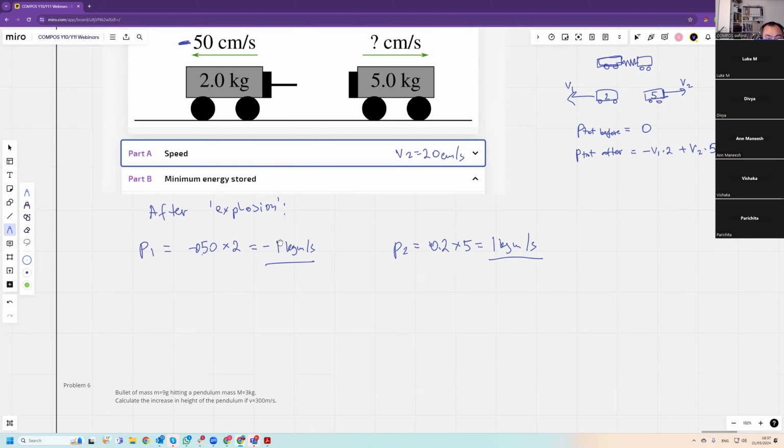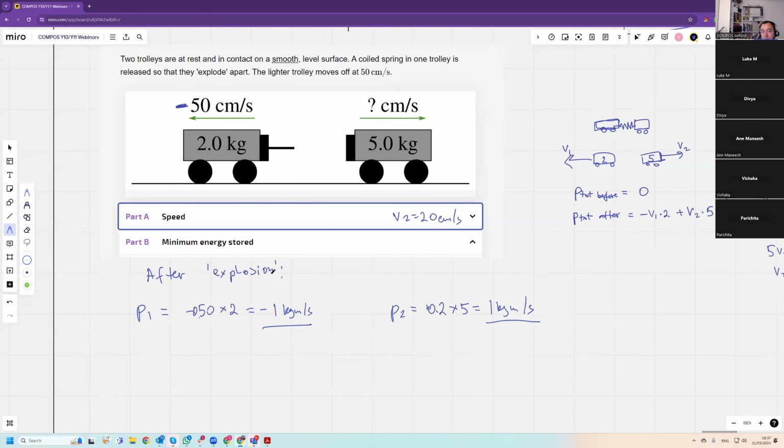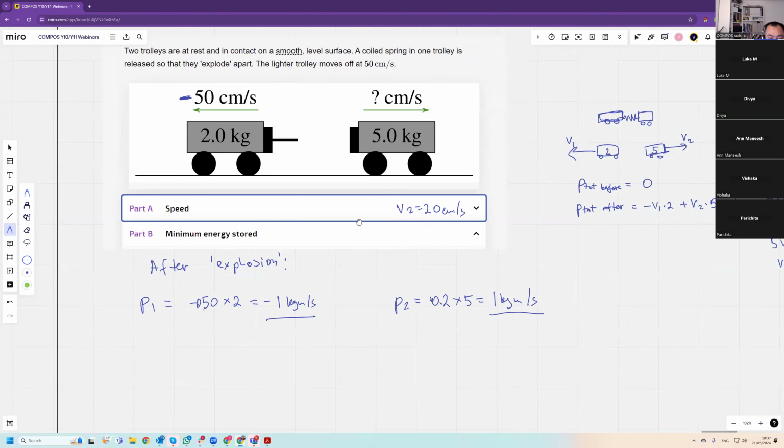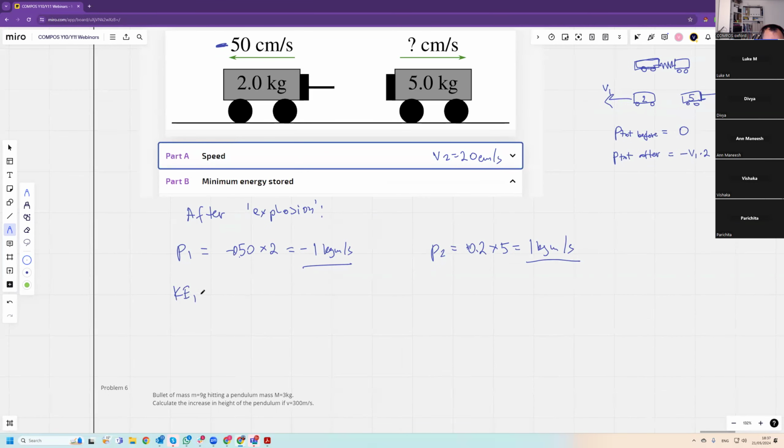Energy stored. How much energy was stored in the spring? Well, where does the system get energy? Well, it gets energy from the spring. How much energy was stored? Well, we need to find the kinetic energy of the first. So kinetic energy of the first trolley is 1/2 multiplied by 2 multiplied by 0.5 squared. And that is 1 times 0.25 joules.